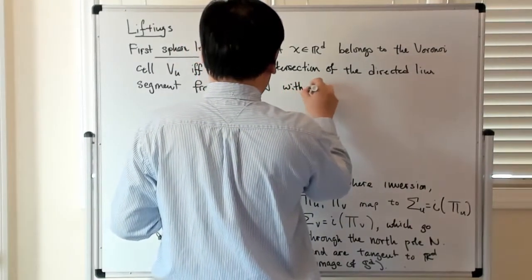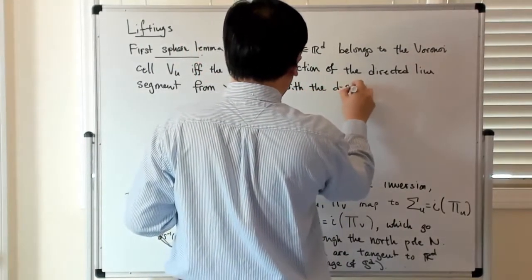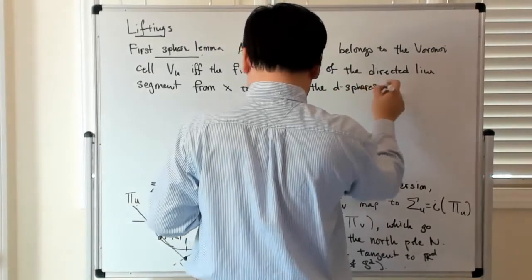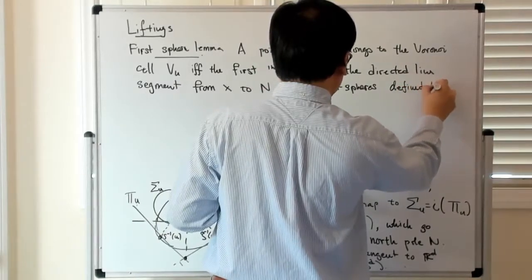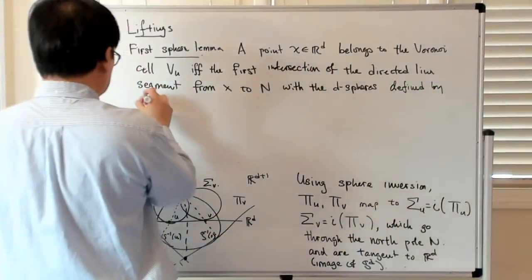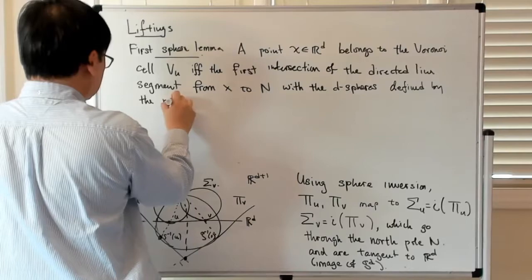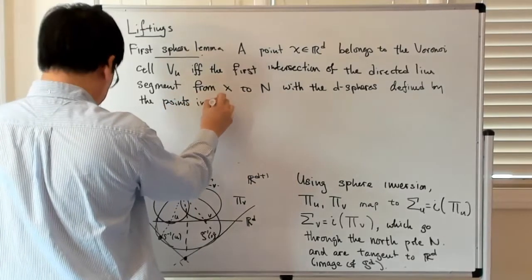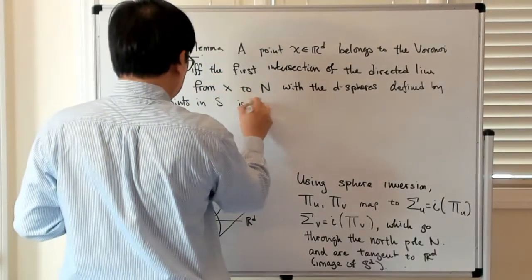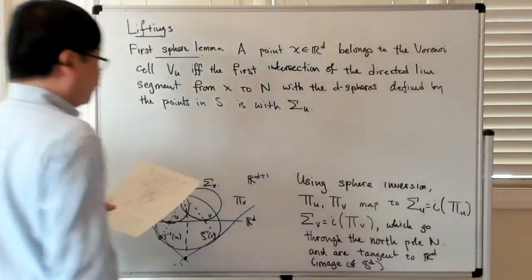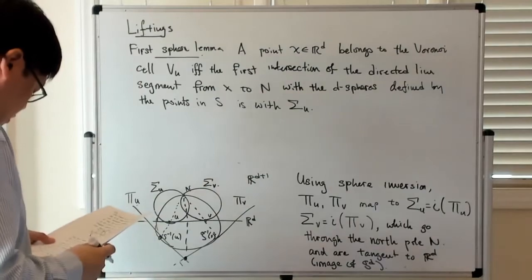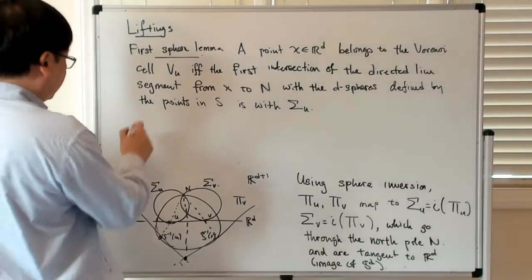With the d spheres defined by the points in S, it is the sphere associated with U. Okay. All right, so let's try to prove this.